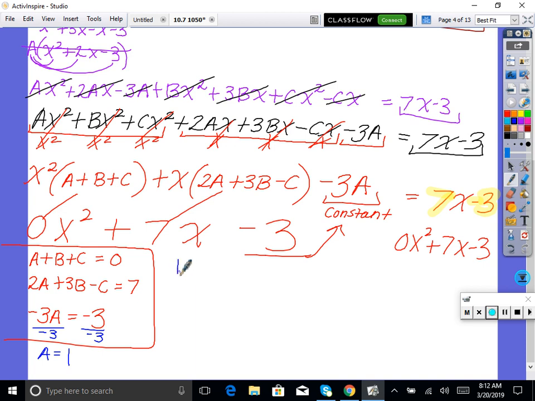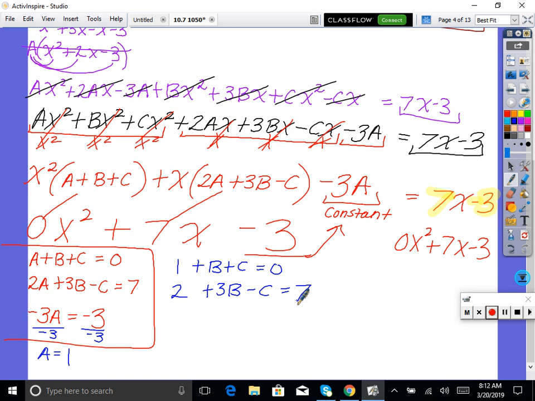So then we have 1 plus b plus c needs to equal 0. And then down here we have 2 times 1, because a is 1. So 2 plus 3b minus c equals 7. When solving a system, don't we get it so that it's b, c, constant? Variable, variable, constant.